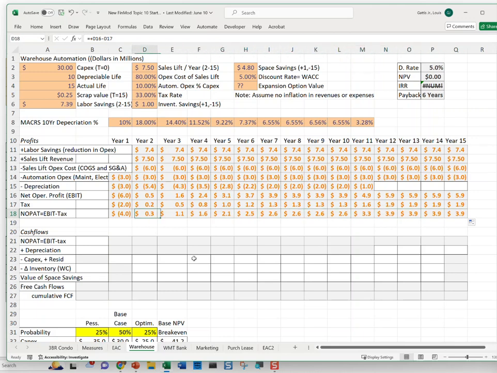And now I want to go from profits to cash flows. The first thing I'll start with is my EBIT after tax. That's already been calculated, so I'll just copy that right across.